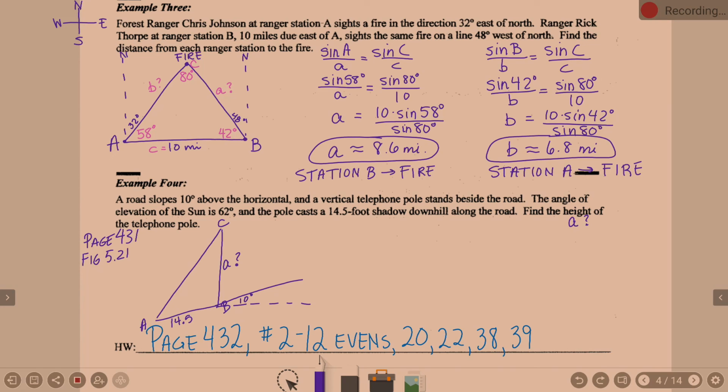Now, how does that help? Well, we need to find some angles in here, right? There's another angle up here that's 62, but right here we have this angle that is 10. This 10 is the horizontal, so the horizontal with the telephone pole is going to make a 90. So what does that make this angle here? 80. If that's 80, what's inside the triangle? 100. So that's part of the information you have to have.